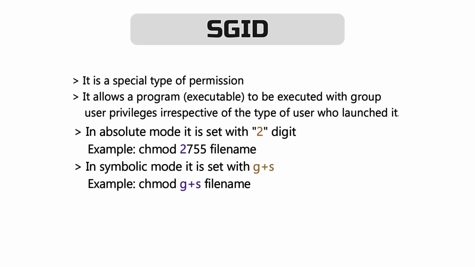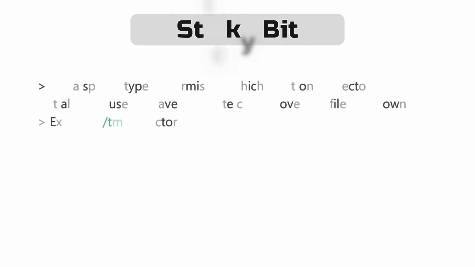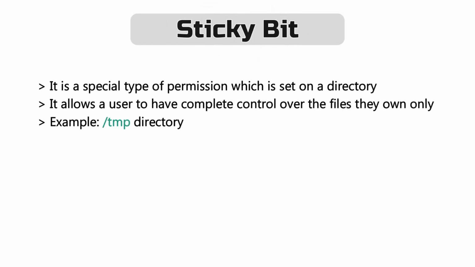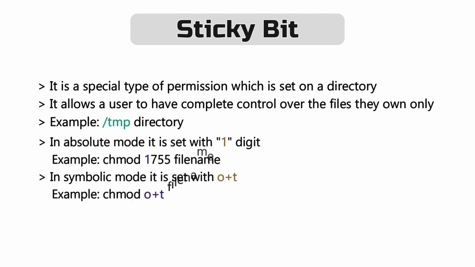The last type of permission we have is called sticky bit permission. Sticky bit permission is used to set on a directory. If this permission is set on a directory, then only the owner user can read, write, modify, or execute the files inside it, but no other user. For example, if a directory has a sticky bit permission set, then the owner of the file will have full control over the file, which means full control of read, write, and execute, but no other user.